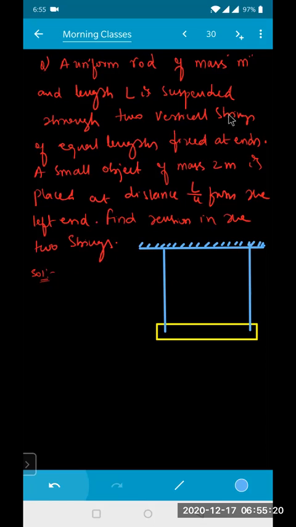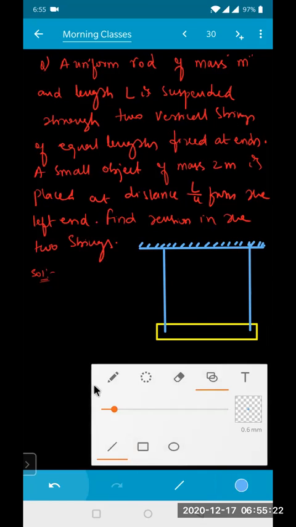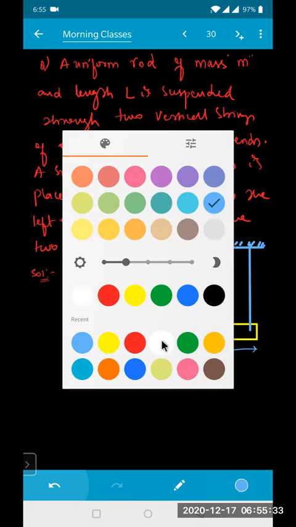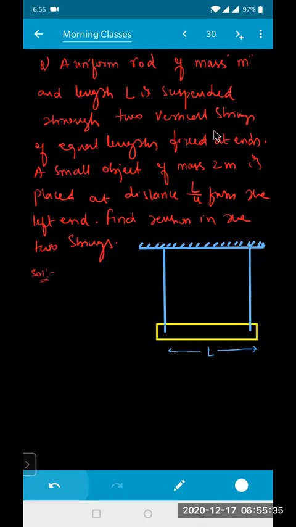So, a uniform rod of mass M, and the length of this is L. It is suspended through two vertical strings of equal length, and they have been fixed at the ends. This has been fixed to the ceiling.